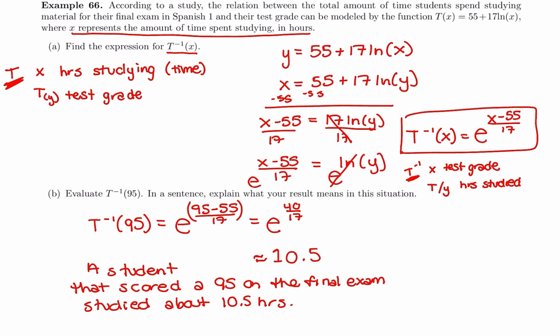There's our final answer. We plugged in a 95 grade. They're going to need to study for 10 and a half hours to get that 95. Or in other words, to score 95, they likely studied 10 and a half hours for that final exam.